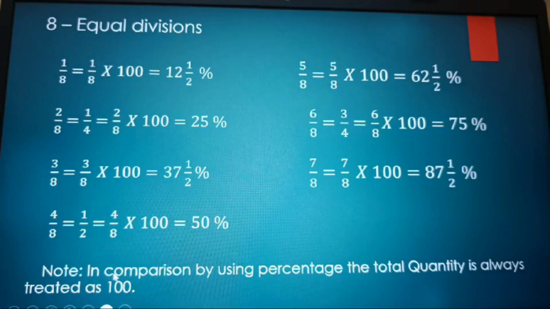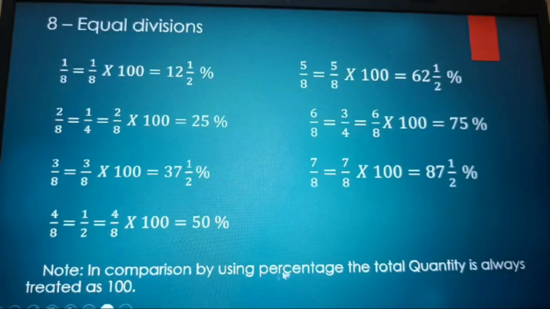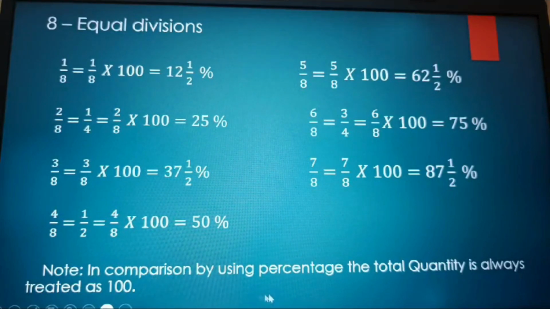So when we use percentages for the comparison of two numbers, the base quantity is treated as 100. Our total quantity is always 100 while we are using percentage for the comparison. Now we learn another concept.